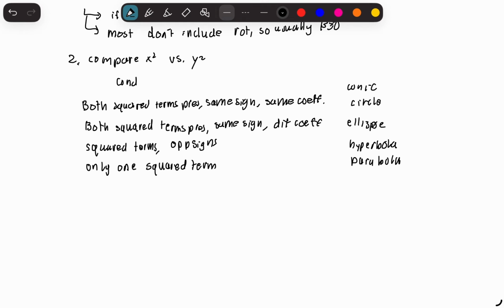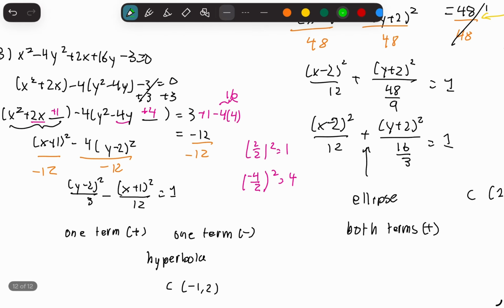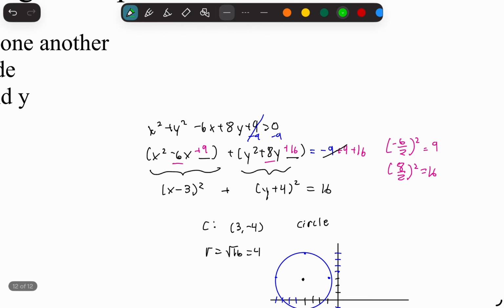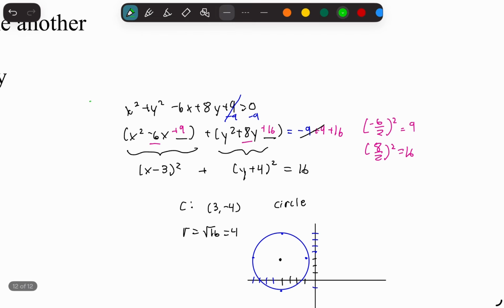Now, we can go back to all of our problems and apply this rule and do this faster. So, for example, in question 1, we have x squared and y squared. So both of them are present. We have the same coefficient and the same sign. So that's how you know that it's going to be a circle without even doing anything.